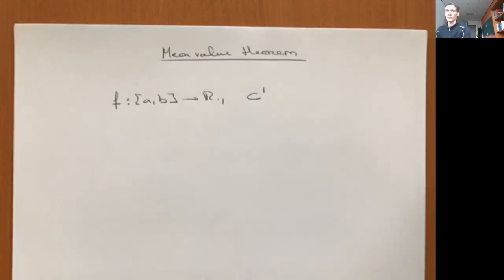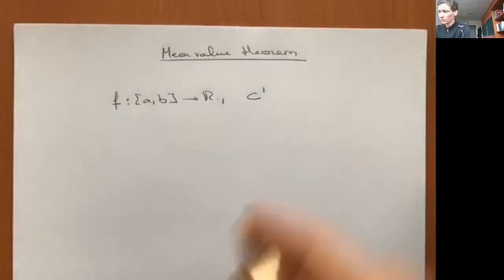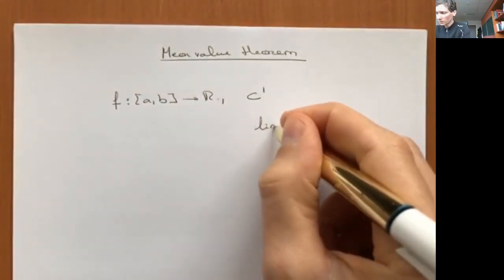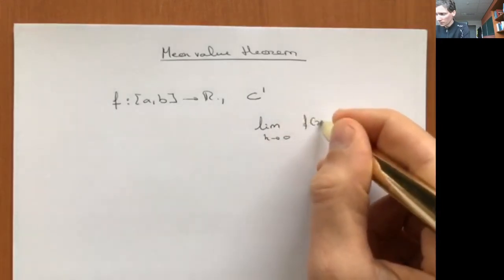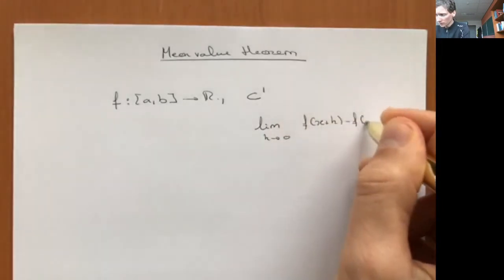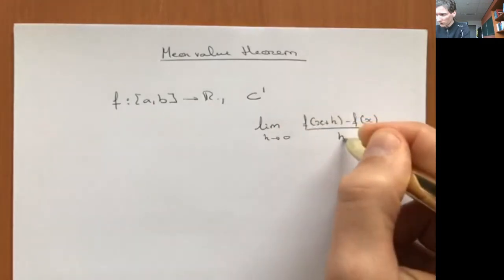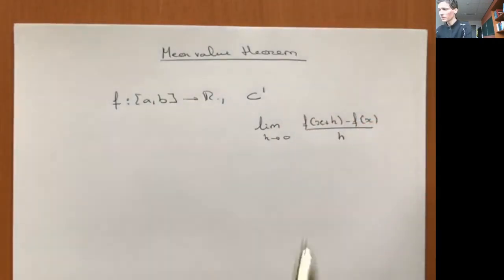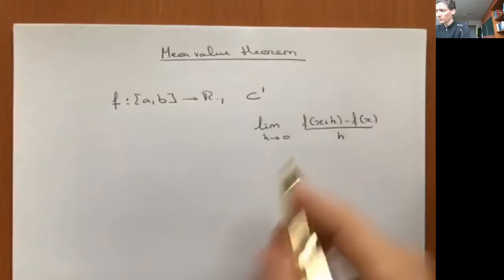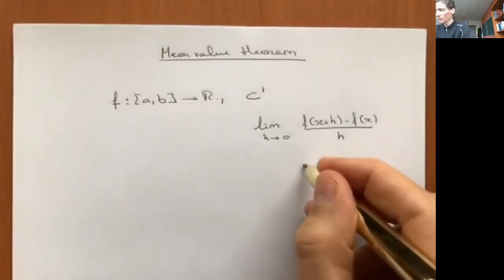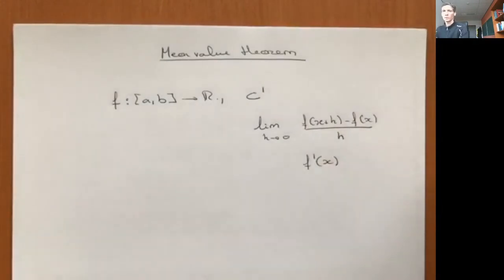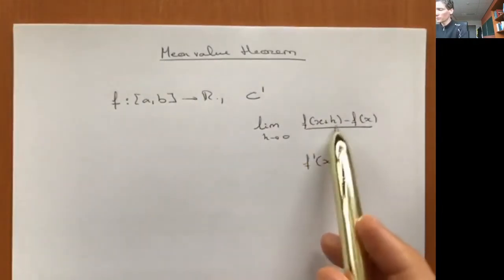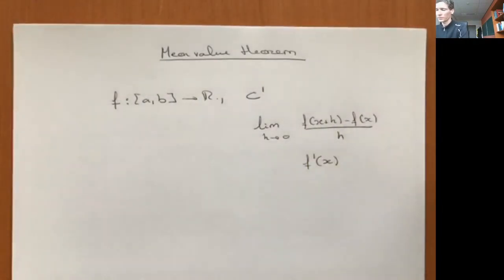I hope you have an idea. So the derivative of a function is the limit for h going to 0 of f(x+h) minus f(x), divided by h, right? If this limit exists, then the number that we get here is called the derivative of f at x, and it's denoted by f'(x). So basically it measures the slope of the function f at the point x.